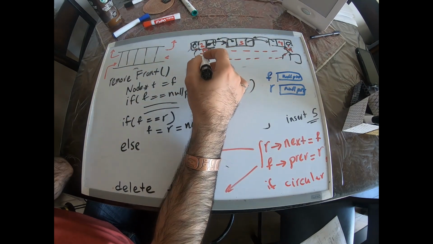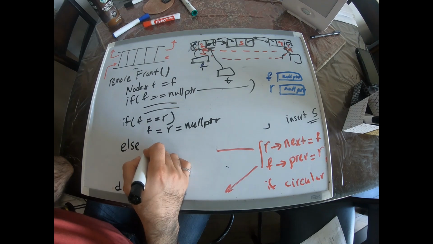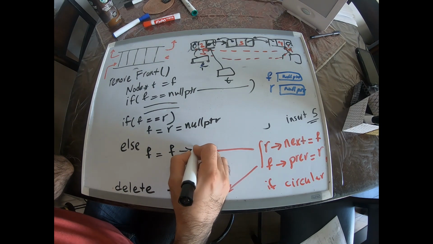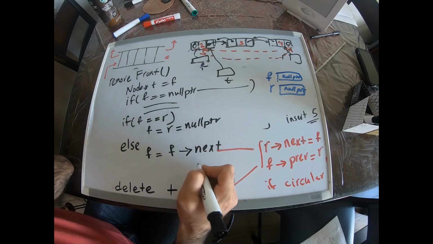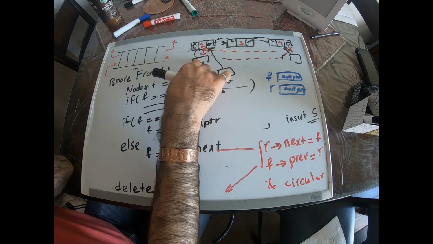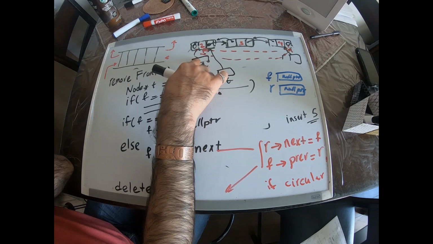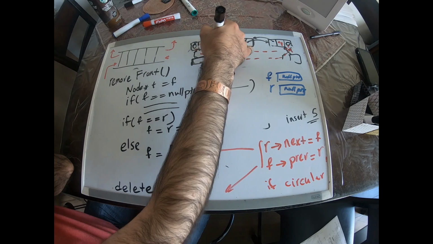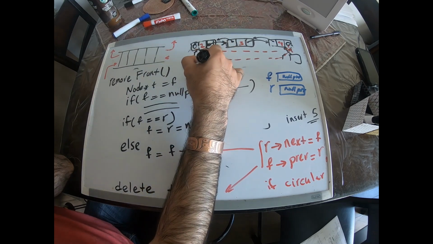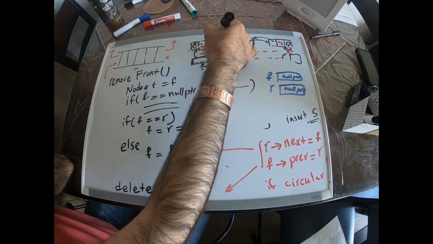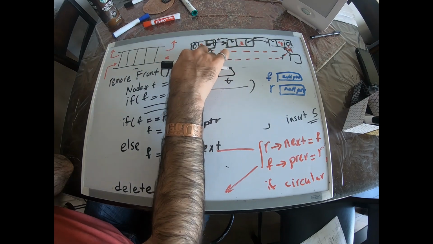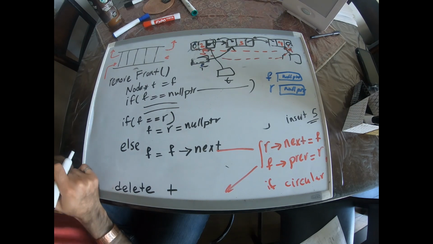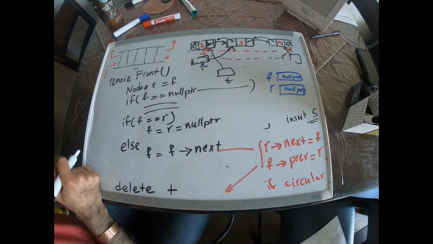Else, what do we need to do here? We're just gonna say that f is equal to f arrow next. So f, which is this one, this pointer is equal to this pointer. It means that this pointer is going to point to the same place that this pointer is pointing to. So it's not going to point here. It's going to point here. Okay. Are we done?